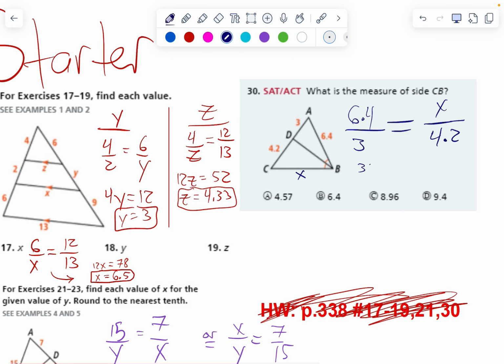Cool. All right, and then we just divide. What do you end up getting on that one? Yazzie? Okay.